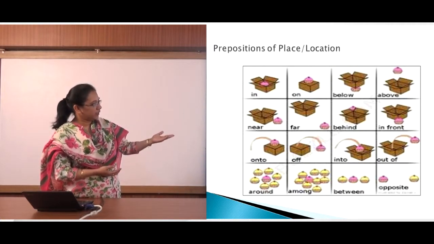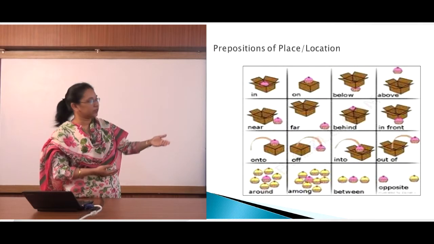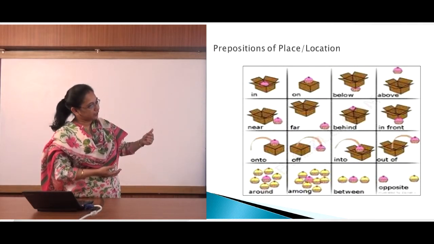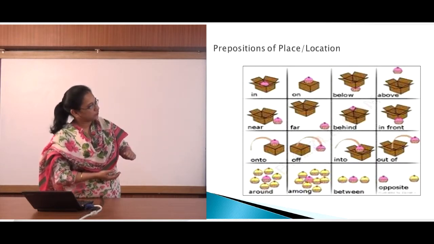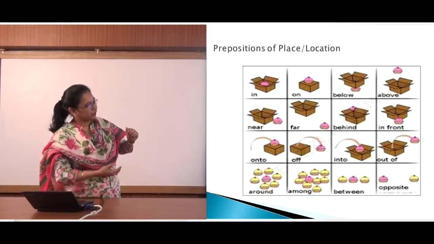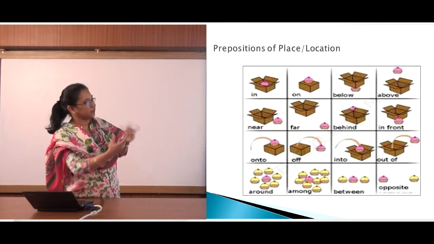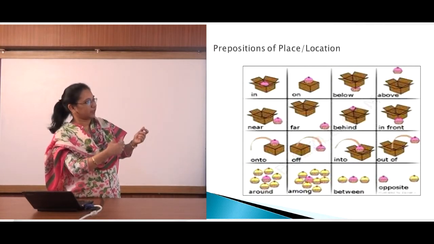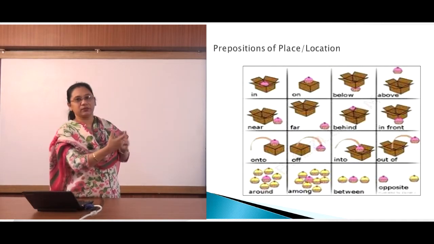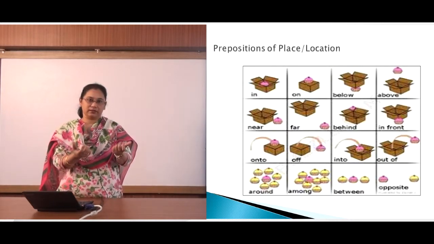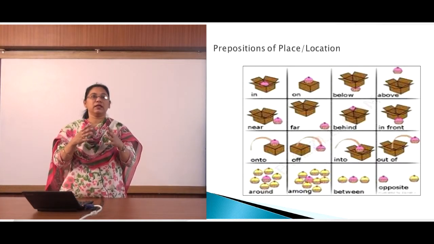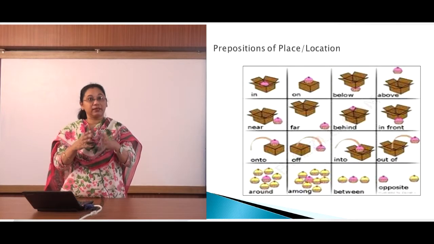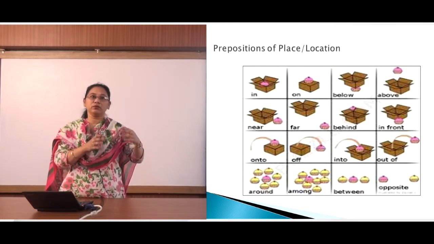You have the pink cake around which are the yellow cakes, or the pink cake is one among so many cakes that are there in the last row. Again here you have the pink cake located or placed between two yellow cakes, and you have the pink cake and the yellow cake opposite to each other. They are placed opposite to each other. So I hope I have been able to give you a fairly good idea of how these prepositions are interlinked and how they can be used effectively.